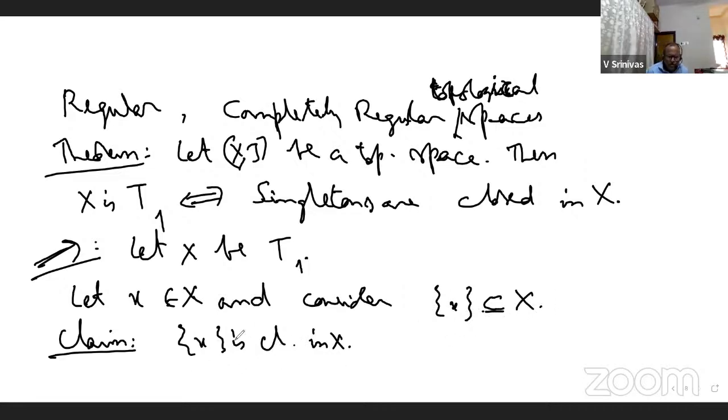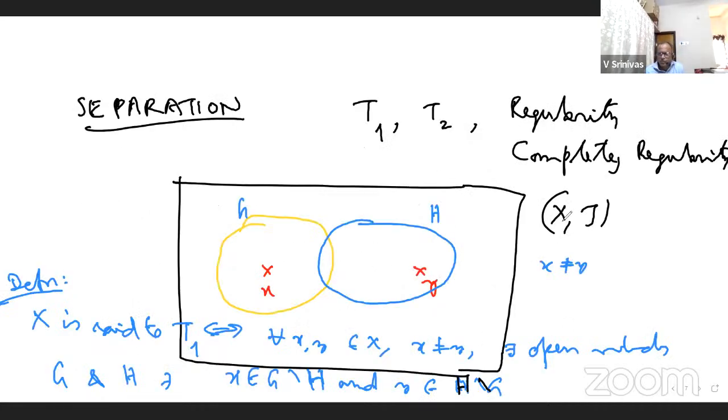How to show something is closed? You go for its complement. See, T1ness is meaningful when your space has more than one point. If there is a single point in X, it is trivial. There is nothing interesting because you want at least two points in your space. So T1ness is meaningful when your capital X has at least two elements. Then only it is meaningful.